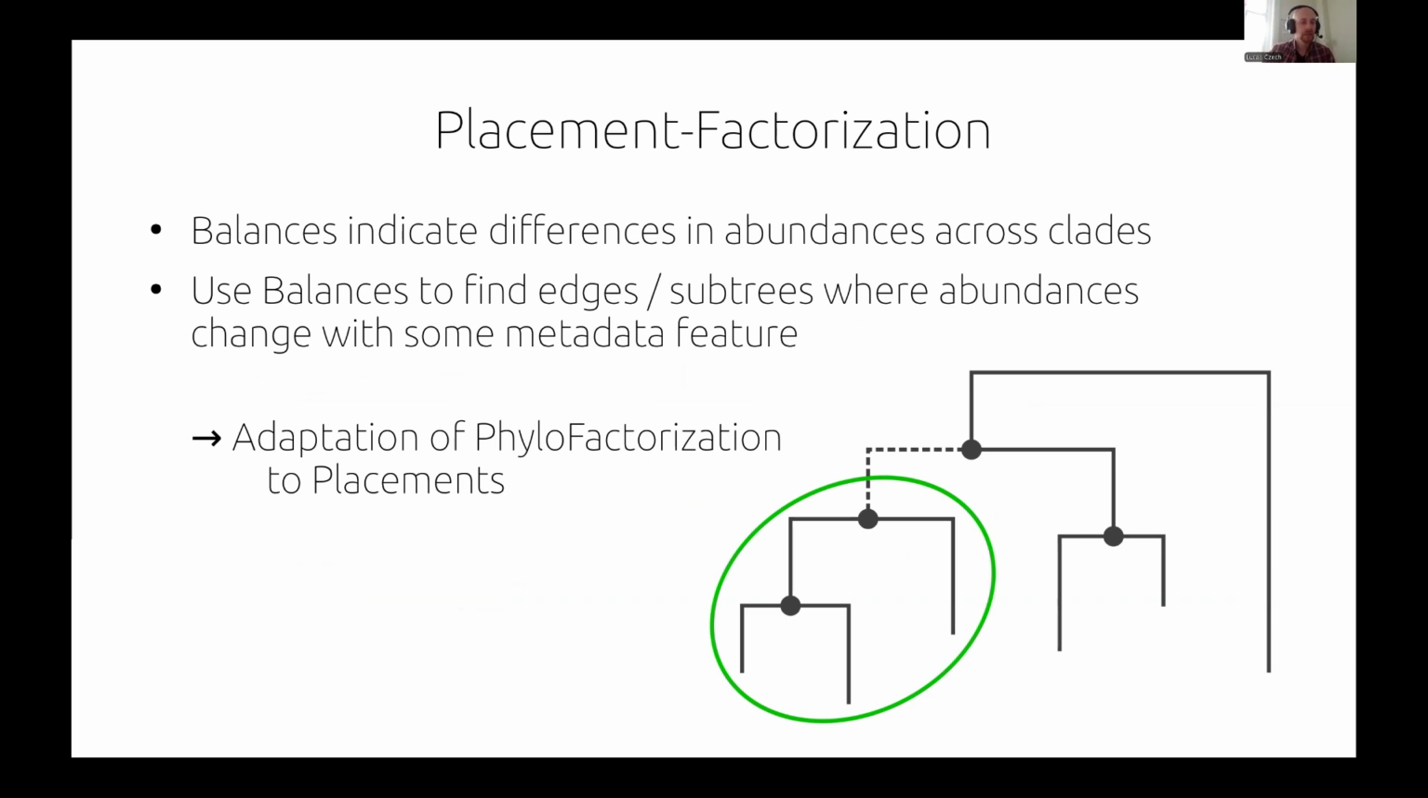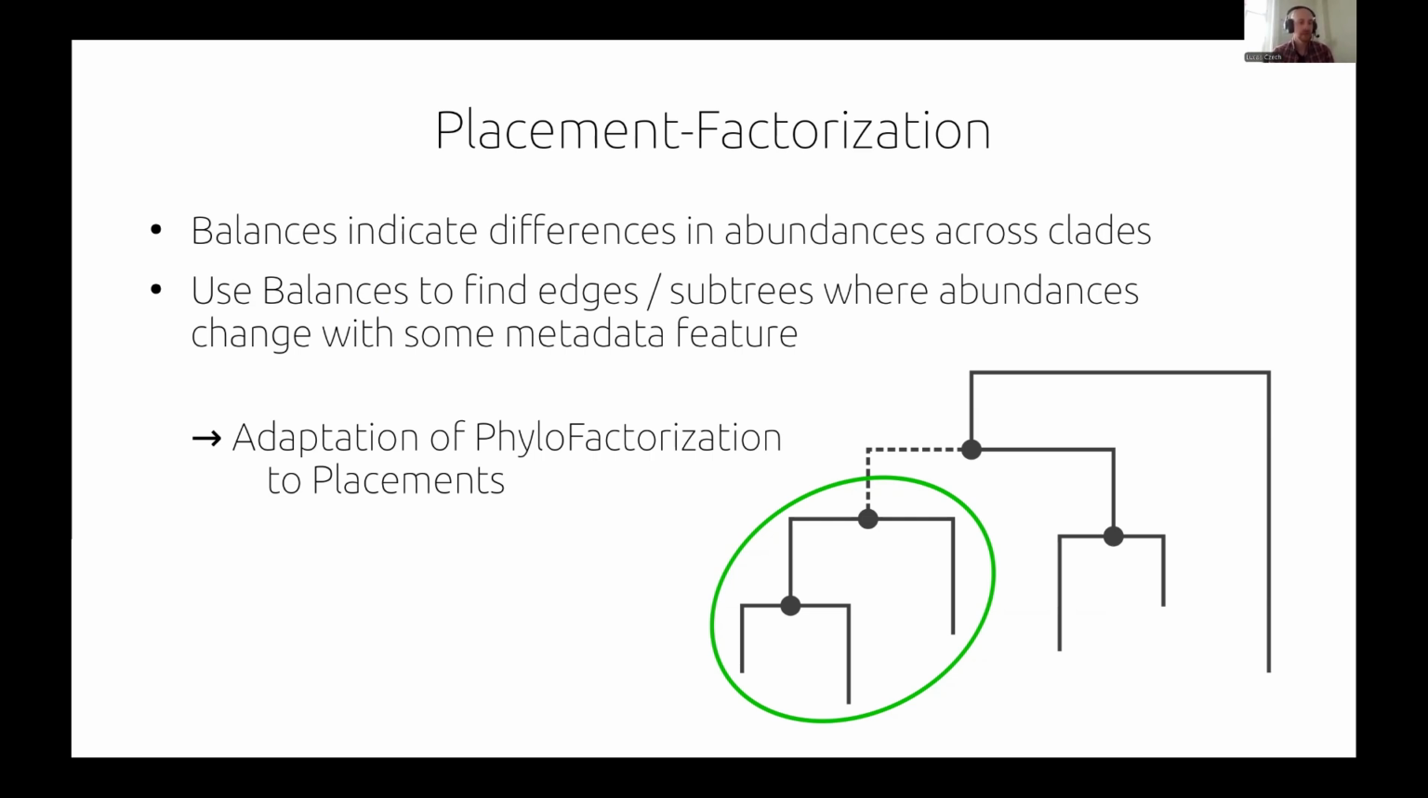The basic idea is that the balance values we computed indicate differences in abundances across clades. We split the tree, for each edge, into the two parts, and we have the differential in abundances across these clades, and we want to connect that to metadata that we have, temperature, pH value or something, and find edges or subtrees induced by these edges where the abundances in these clades change with metadata features. That's based on a method called phylofactorization that was originally developed for just phylogenetic trees.